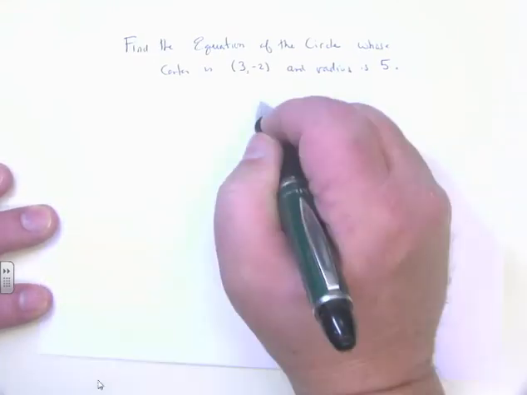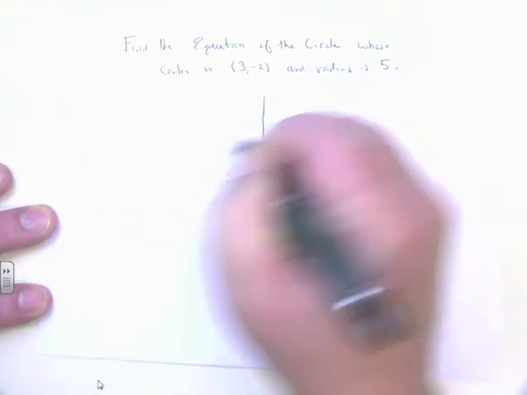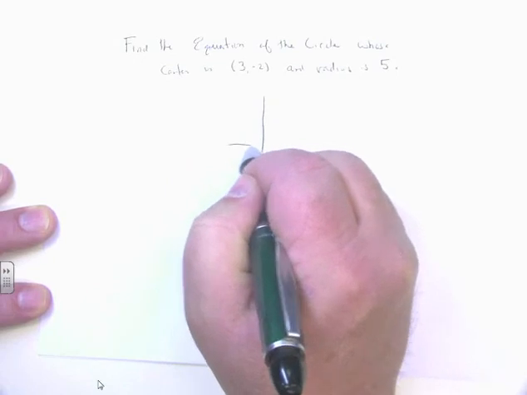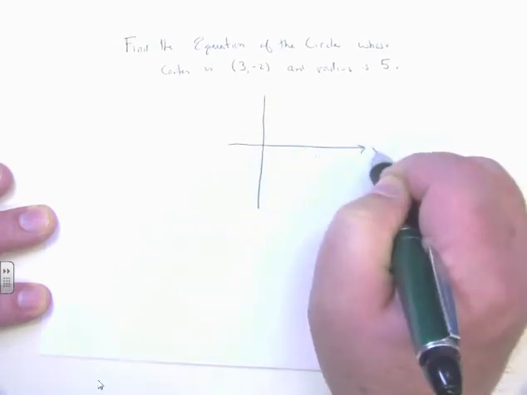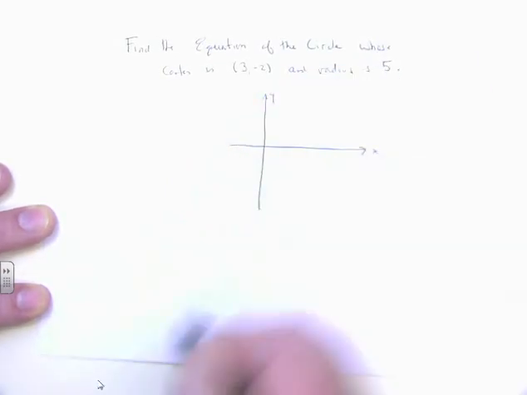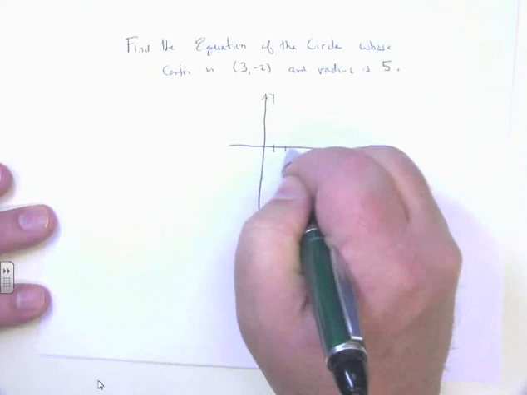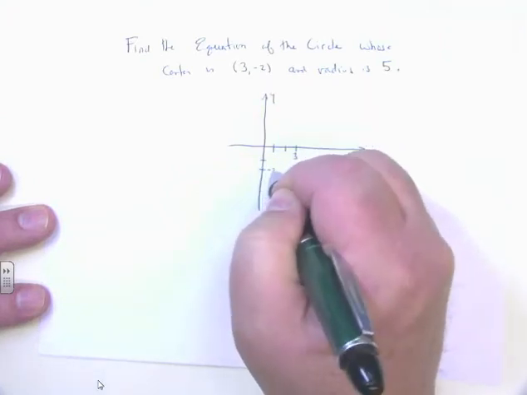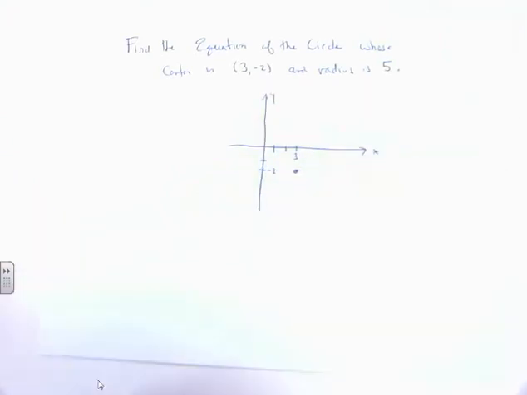I'll draw them for you if you like. Sure, there we go. Put them up here. x, y. 3, and down 1, 2, -2. So here's the center. And what is my radius? 5. How do I draw a circle with radius 5?